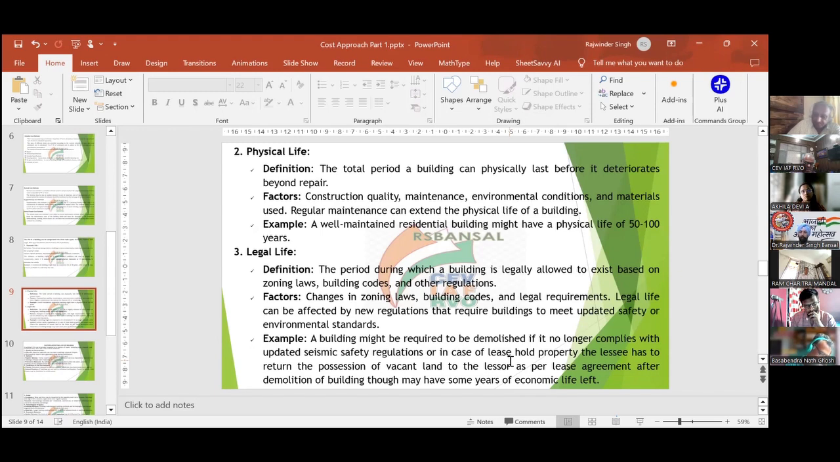Of course, it will depend upon the type of the building also. If it is a temporary building, temporary shed, it will have a life in between 20 to 30 years. Or a purely temporary structure may have a life of 5 to 10 years. We are talking about general buildings.